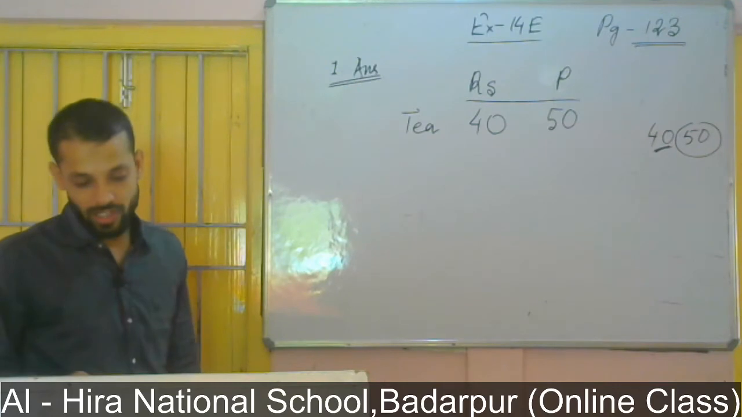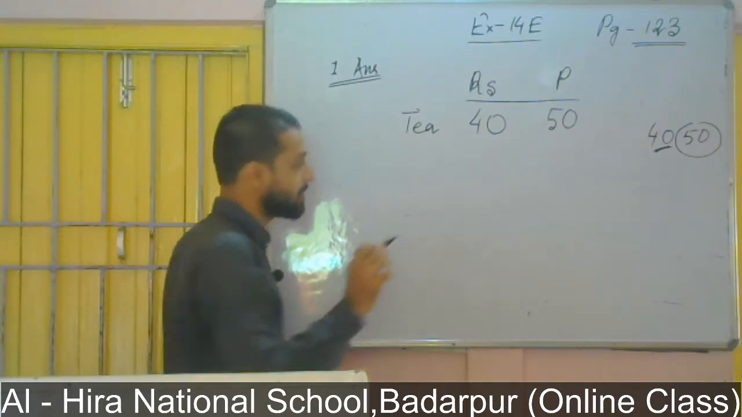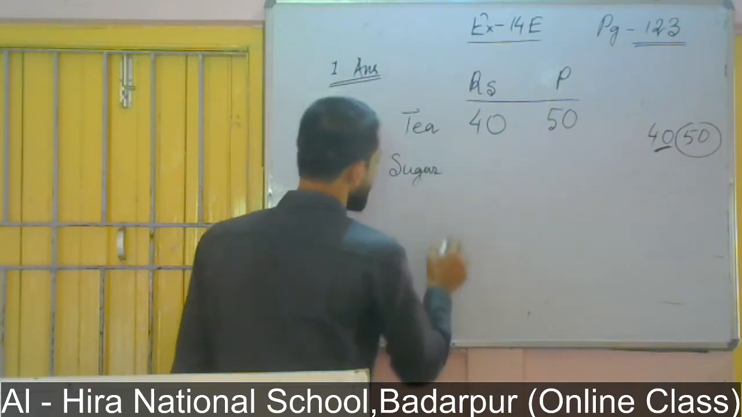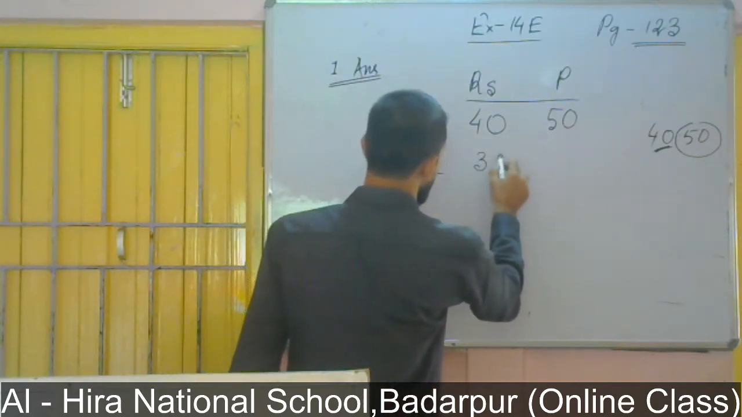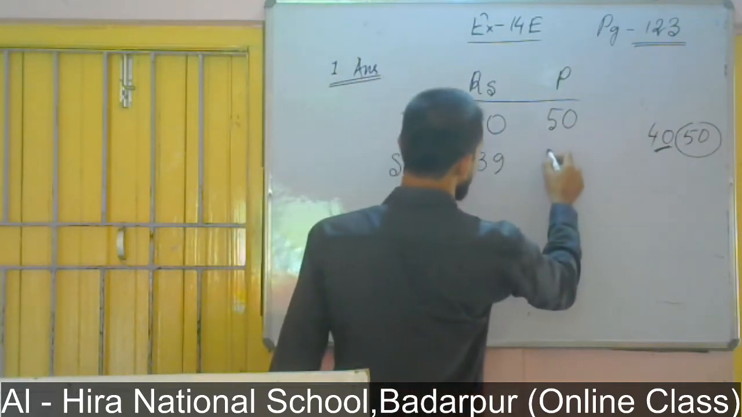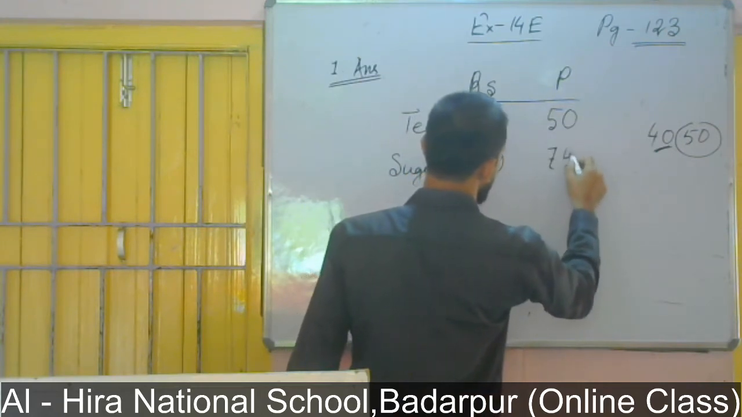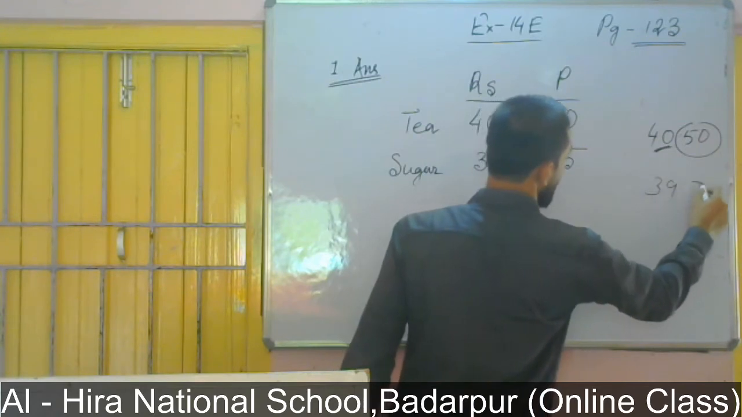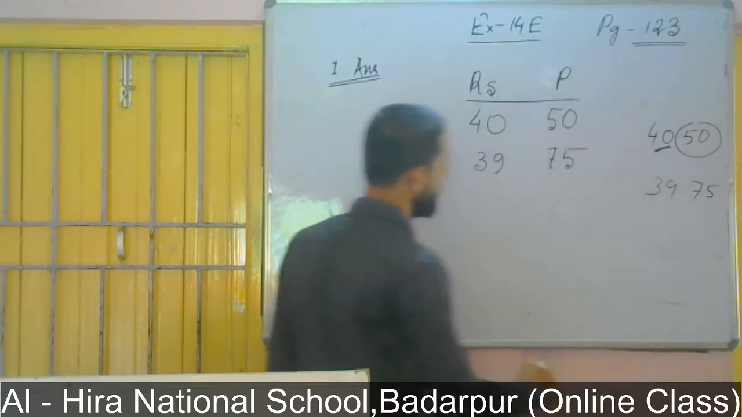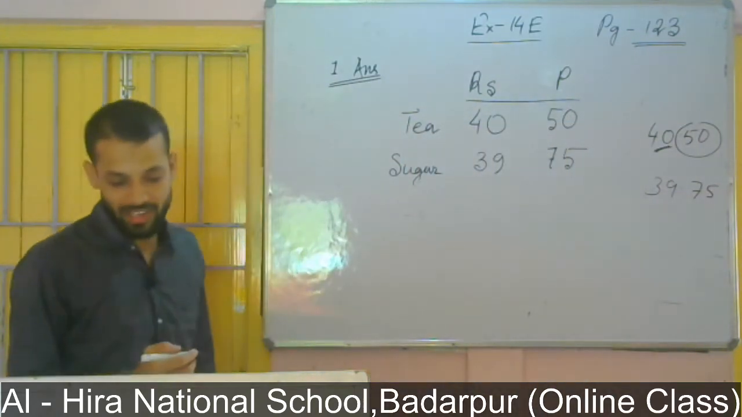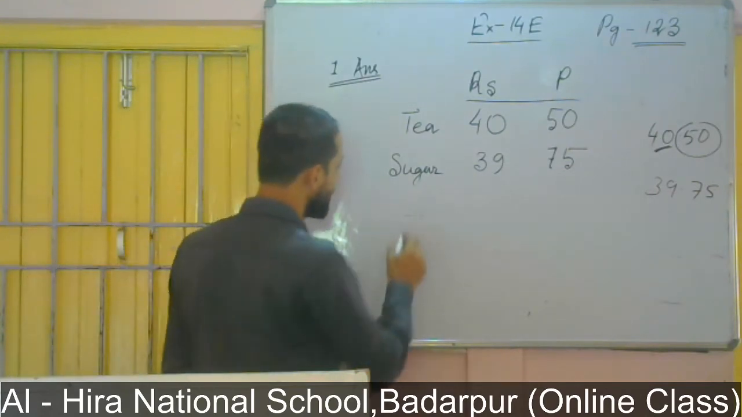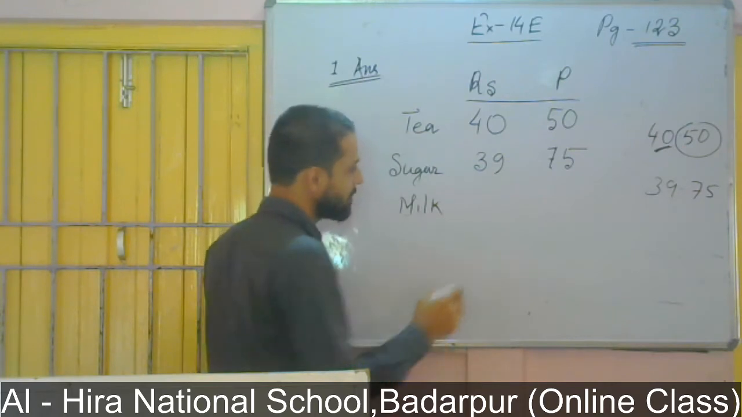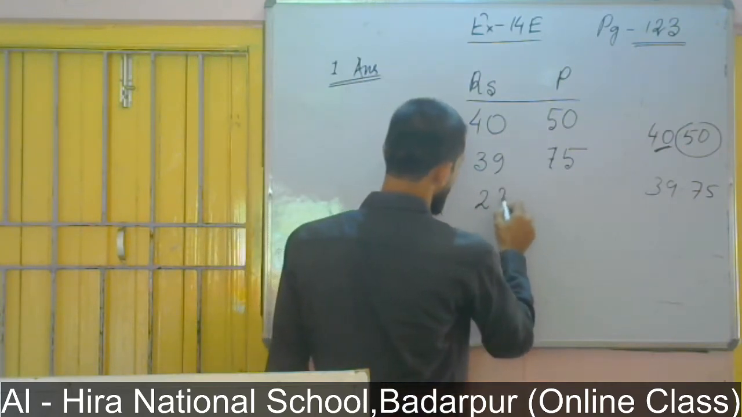Okay. So next you see, sugar is rupees 39.75. Next we are going to write down the price of sugar here. Sugar equals rupees 39.75. So I am going to write 75 here, that is 39 rupees 75 paise. Okay. The next one is milk. So the price of milk is rupees 22.